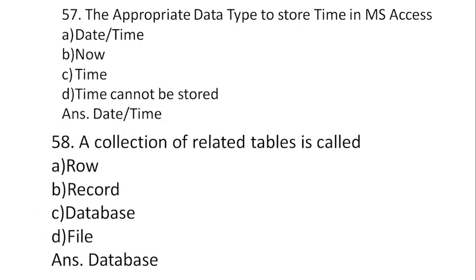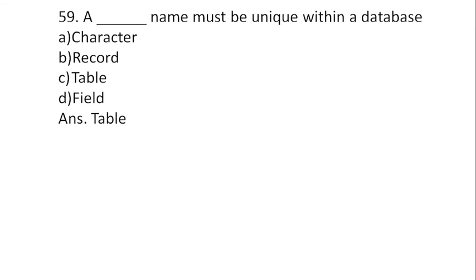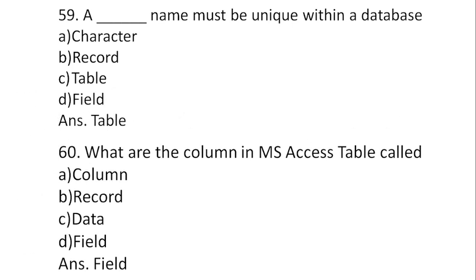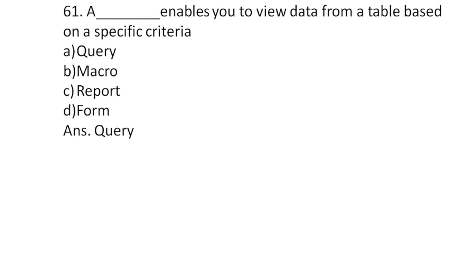Next, a collection of related tables is called, answer bolche database. Next, a dash name must be unique within a database, answer holo table. Next, what are the column in MS Access table called, answer holo field. A dash enables you to view data from a table based on a specific criteria, answer bolche query.